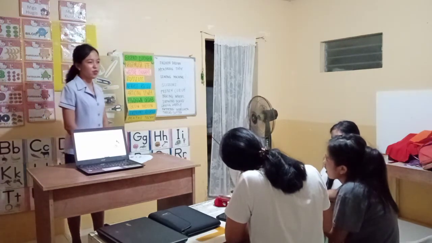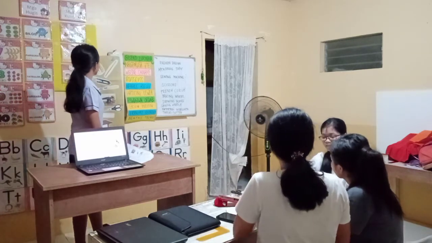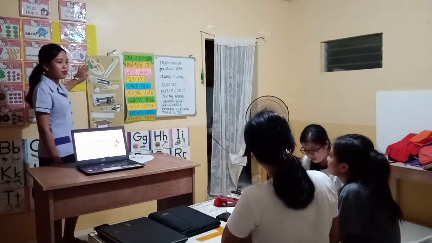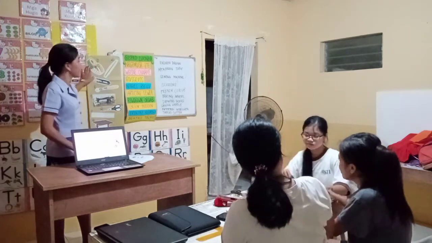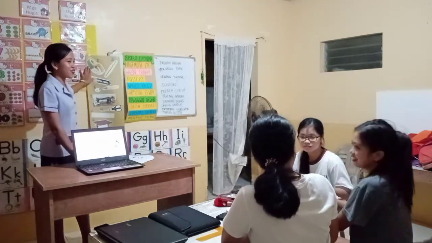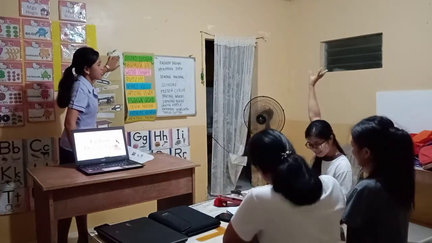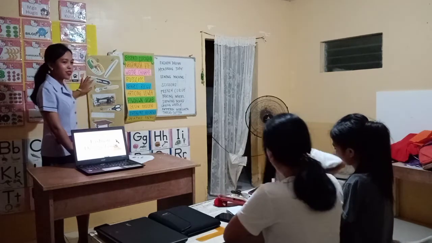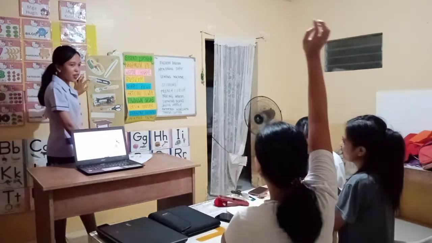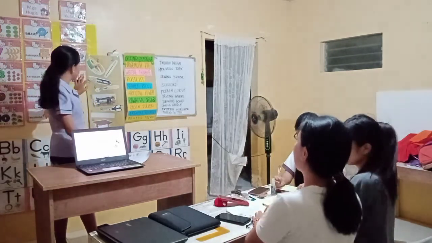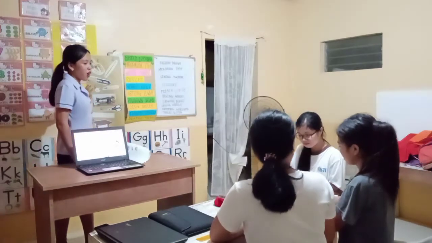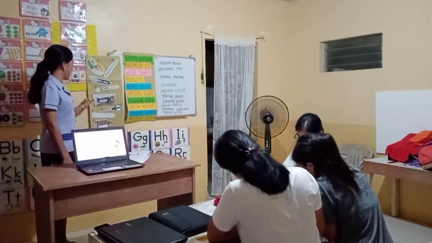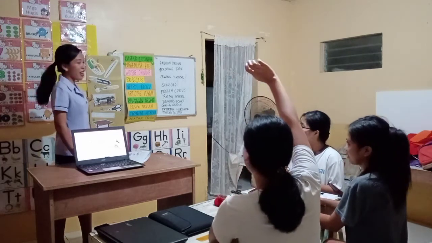Okay, let's check. What's the answer to number one? Ricardo: measuring tape. That's correct. Number two, Miss Alvaro: sewing needle. That's correct. Number three, Miss Nera: thread cutter. Correct. Number four, Miss Ricardo: it's a tracing wheel. Tama.